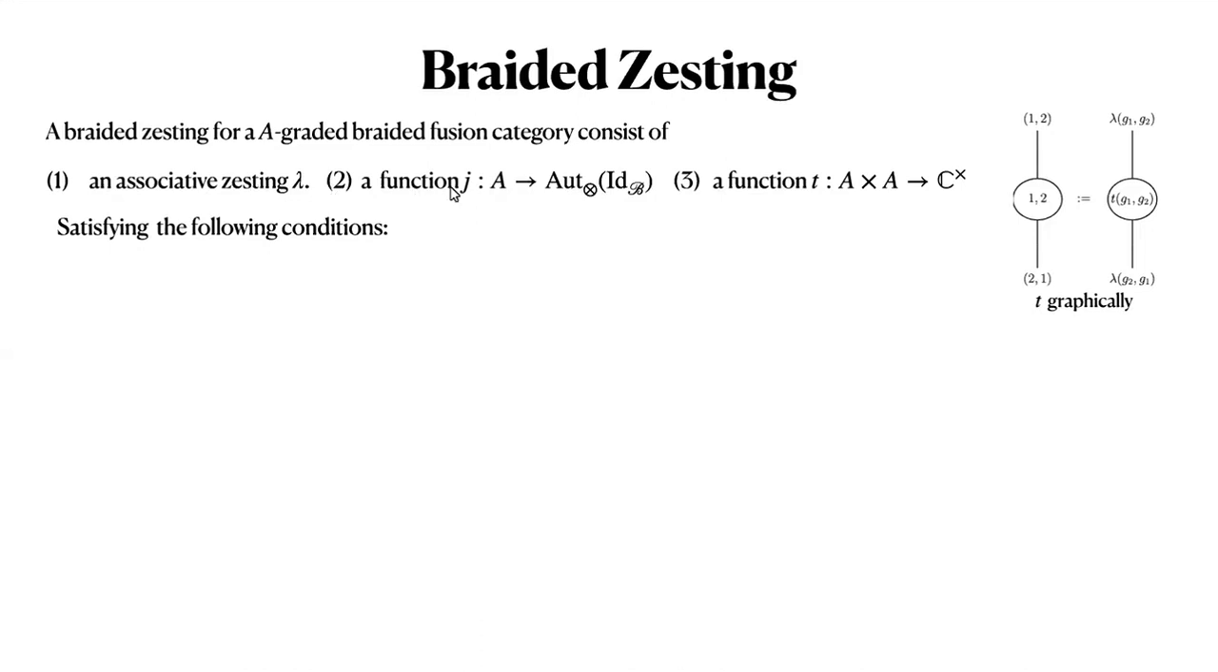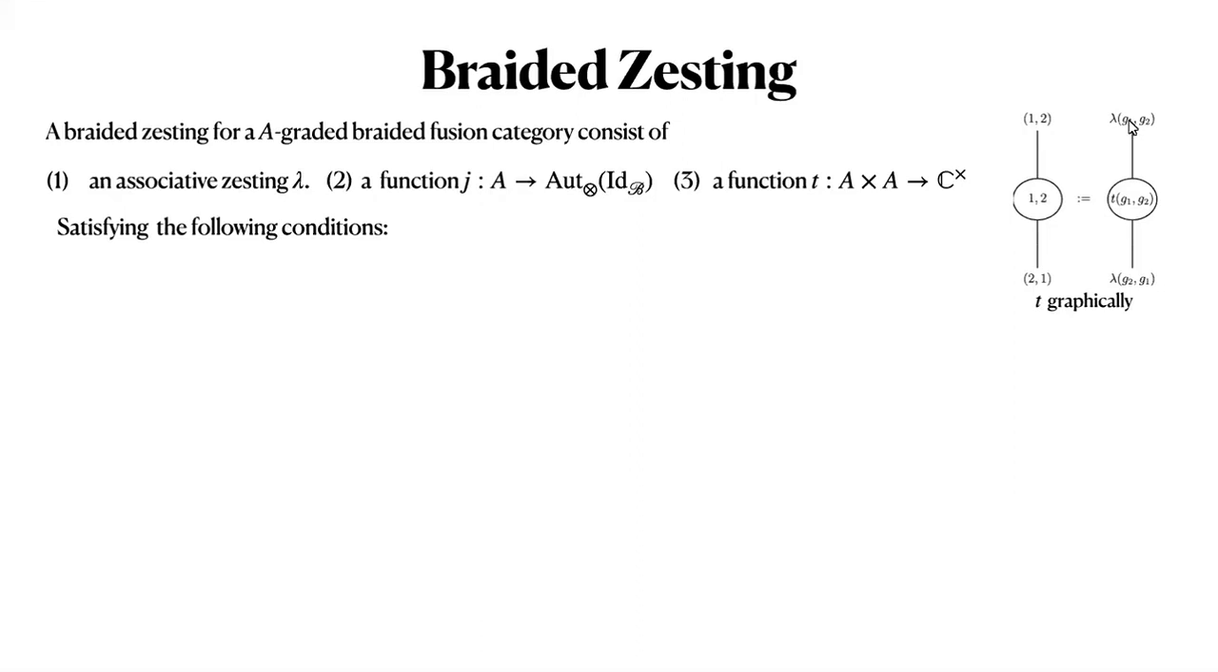So we need a function that goes from the group A, this is the group you are using to grade your category, to the monoidal automorphisms of the identity. And also you need a function that goes from A times A to C star that we will denote graphically in this way.